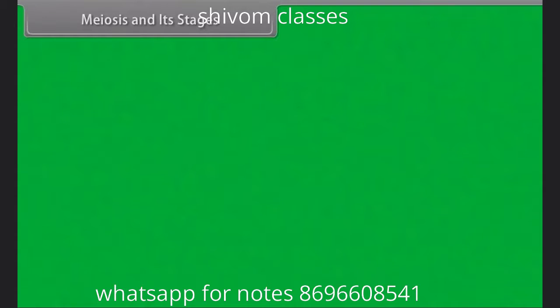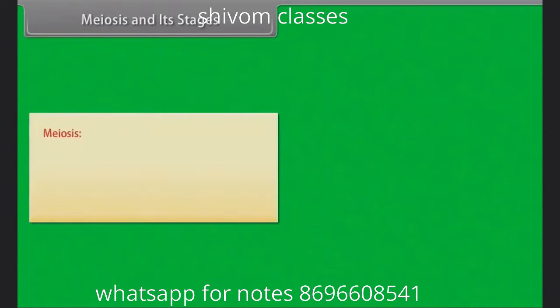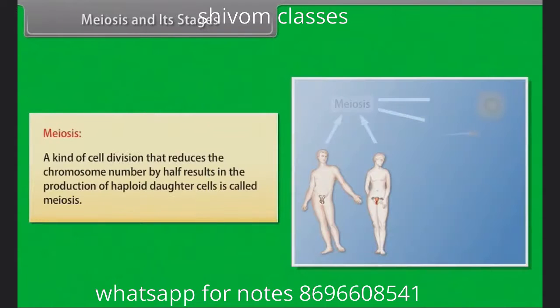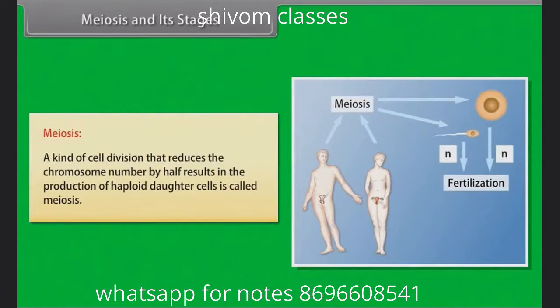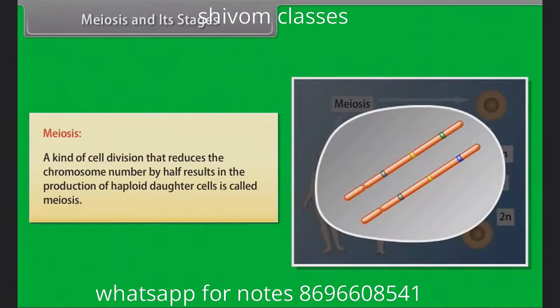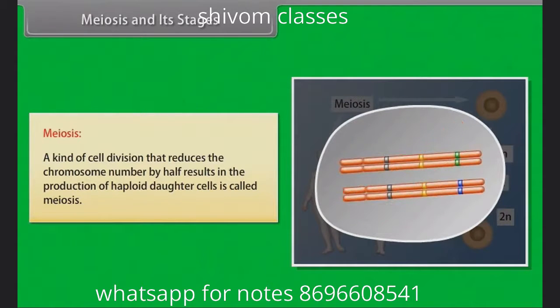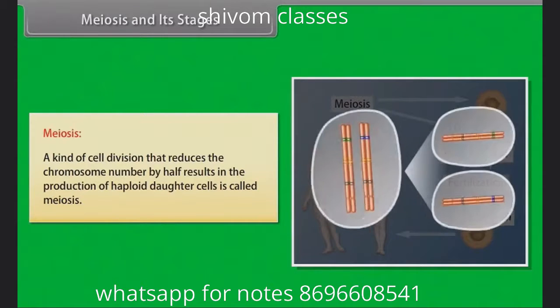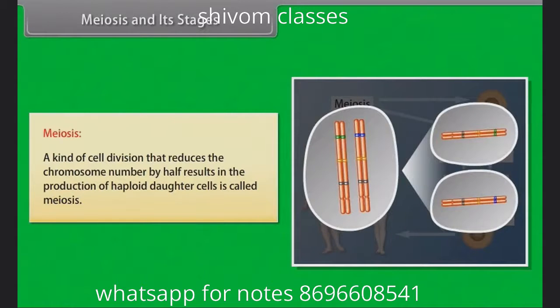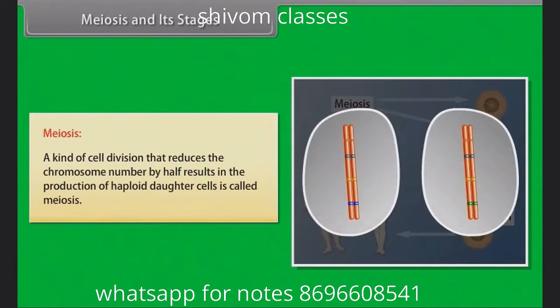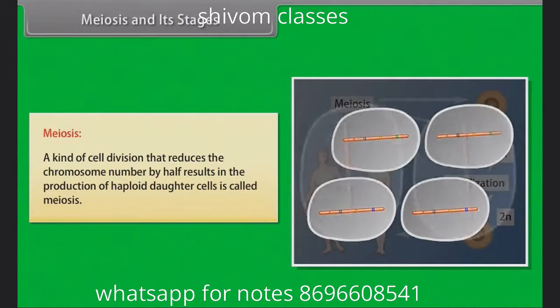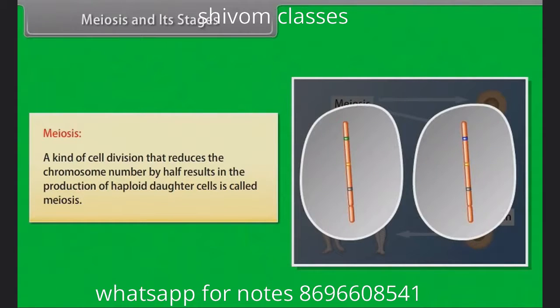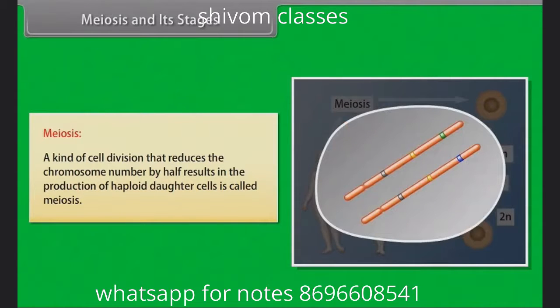Meiosis and its stages. Now let us move on to the next topic, that is meiosis. As we all know, the production of offspring by sexual reproduction includes the fusion of two gametes, each with a complete haploid set of chromosomes. Gametes are formed from specialized diploid cells. This is a specialized kind of cell division that reduces the chromosome number by half and results in the production of haploid daughter cells. This kind of division is called meiosis.